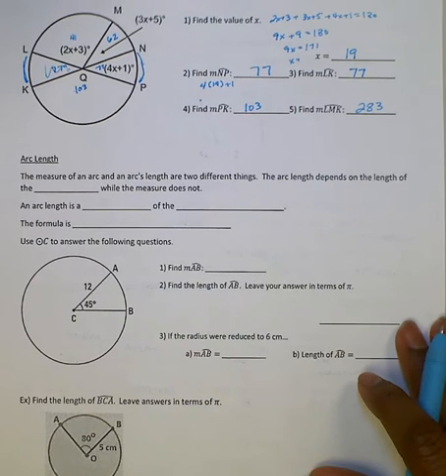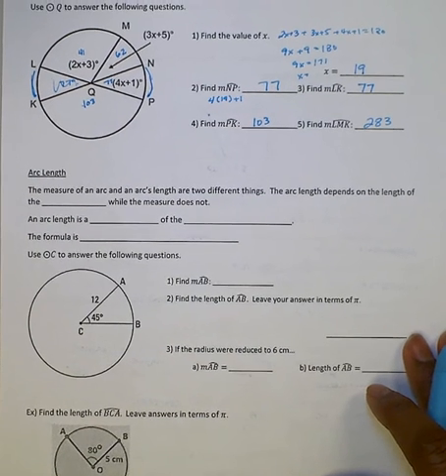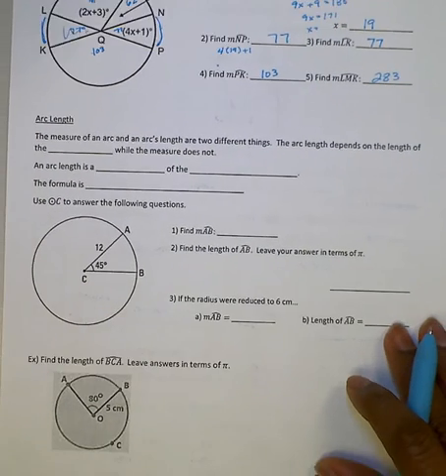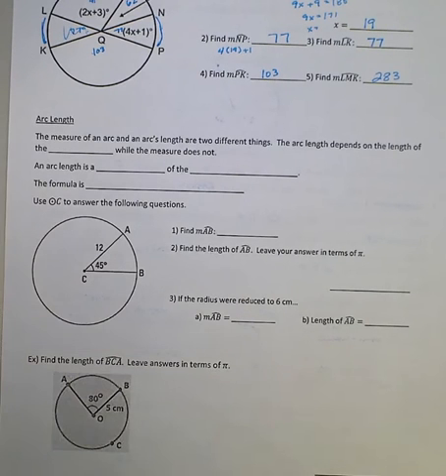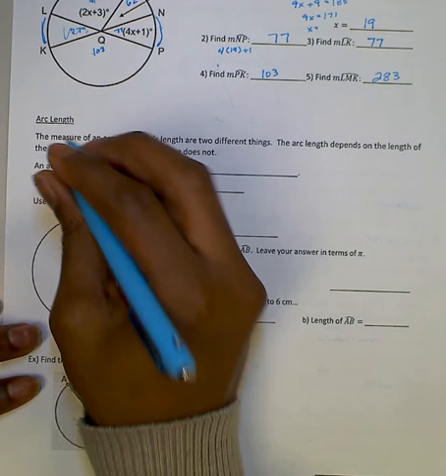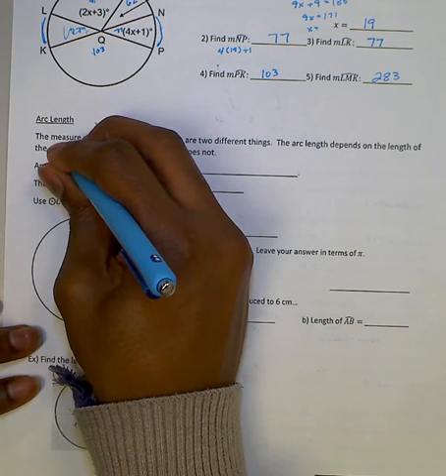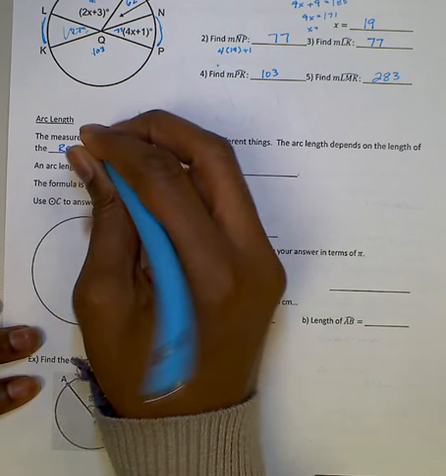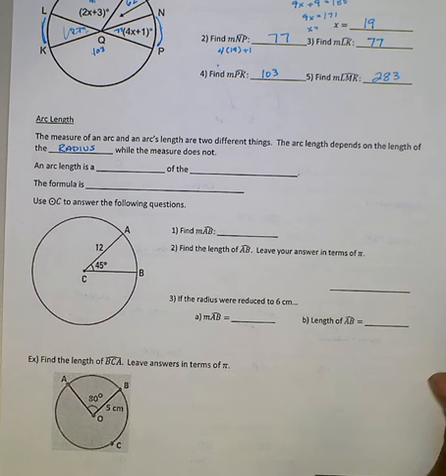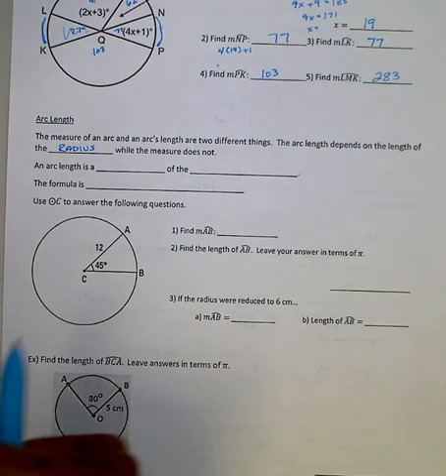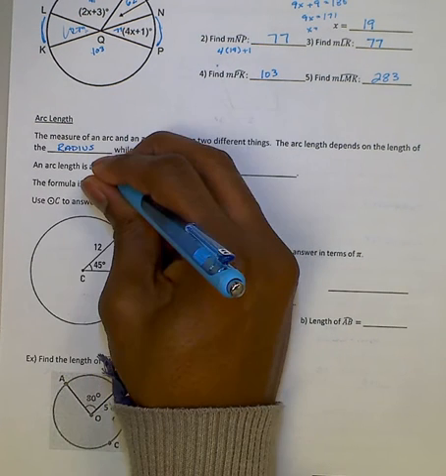All right? So that's finding the measure of the arcs. Now we'll use that in order to find arc length. The measure of an arc and an arc's length are two different things. The arc length depends on the length of the radius, while the measure does not. Notice in none of this did we talk about how long the radius was or how big the circle was. The arc length is a fraction of the circumference.